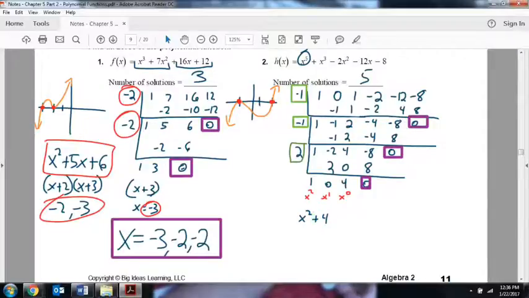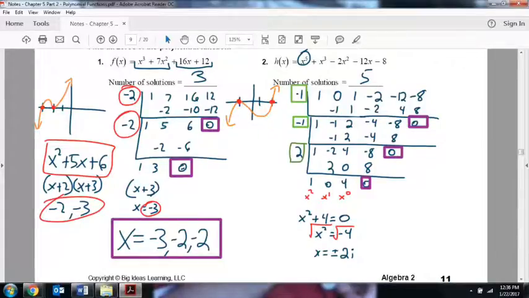So what we're going to do, we're going to set it equal to 0, and we're going to solve. So subtract the 4 over, x squared equals negative 4. And then square root both sides. Remember, when we square root a square, we get two answers. We get a positive and a negative. And then we do the square root of 4 is 2. But the square root of negative is imaginary. So this has two imaginary roots.